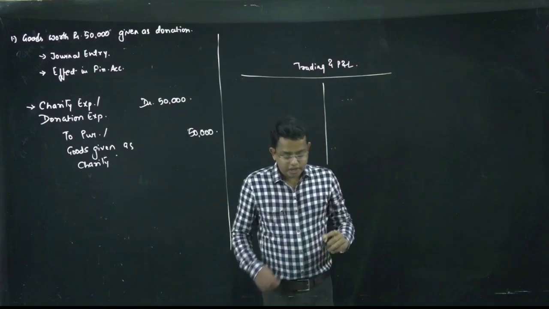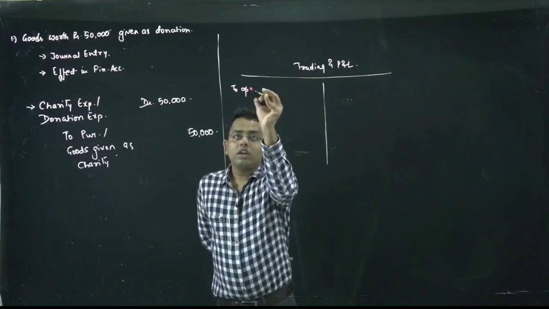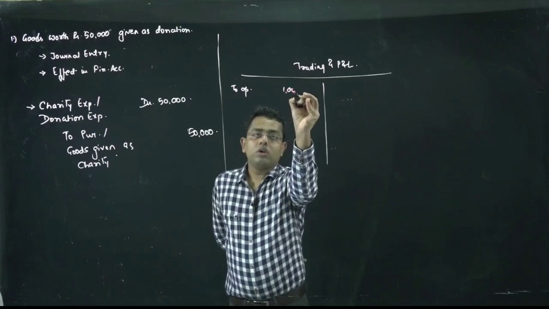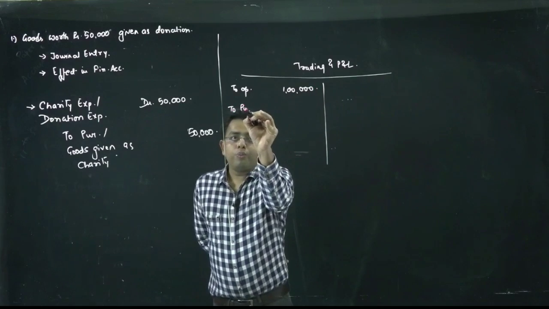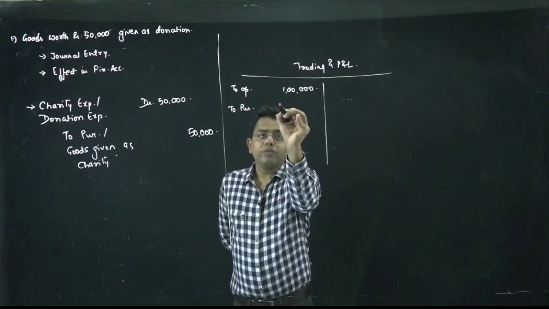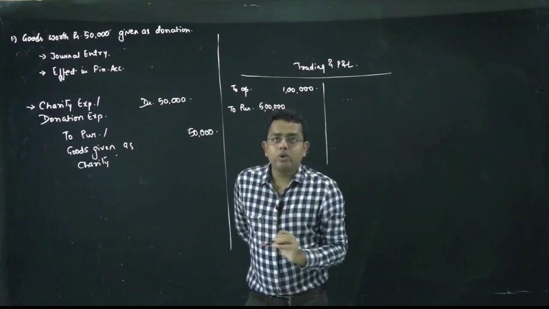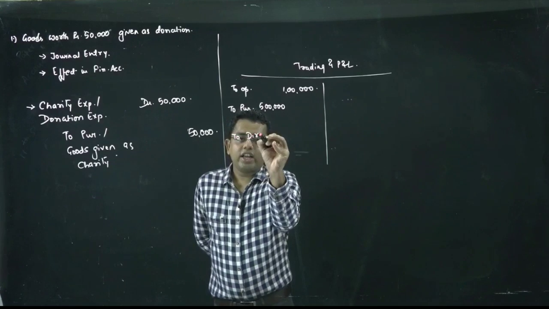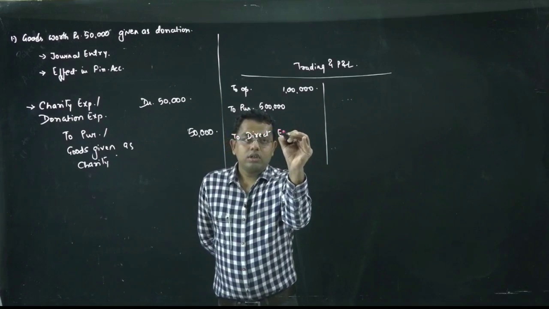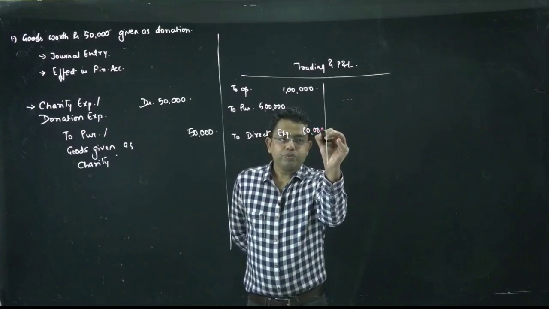So there is no distinction between trading and P&L. There are certain entries: to opening stock 1 lakh, to purchase 5 lakhs. I am writing in an inner column as I am having an adjustment to it. To direct expense, yes, 50,000.